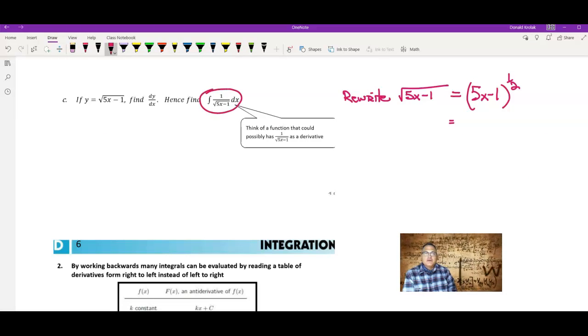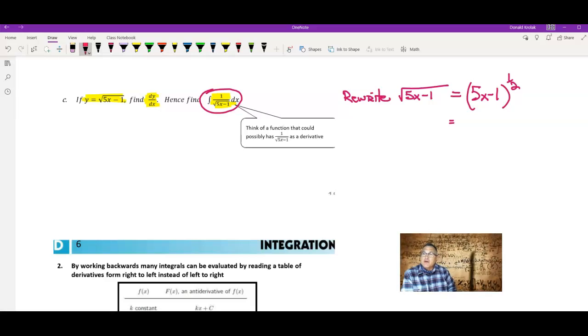So find the antiderivative, or integrate 1 over the square root of 5x minus 1. So again, we think to ourselves, what function could possibly have this as its derivative? Okay, we're looking for a function whose derivative is equal to the integrand. Again, you're given a hint. So it suggests take that and find its derivative. So I did that over here on the left.